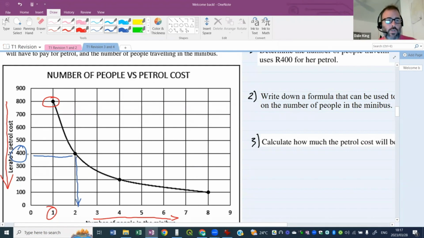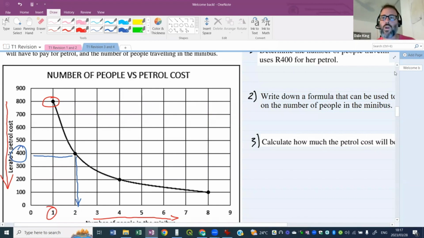Excellent. So to read off the graph, they give us 400. So we go to the 400 on the y-axis. We go to the line, and there's a dot there for us to look at. And then we hit that line or that dot, we go straight down to the x-axis, and we see that it lands on 2. So we can use the graph to read this off. Okay, well done. Very good. You guys are doing well.